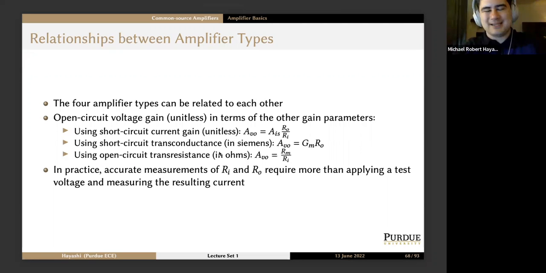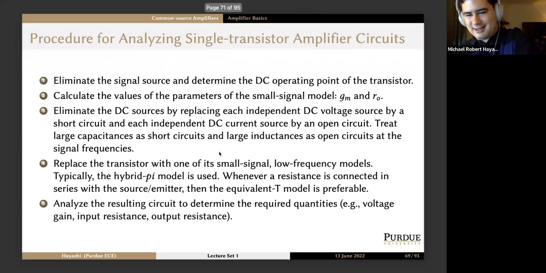So that's the basics of amplifiers, like the generic amplifier. We're going to talk about how you actually build amplifiers, and for that, we're going to hold off until tomorrow, where we'll start on good old slide 69. We'll talk about the procedure we're going to have for analyzing amplifier circuits.